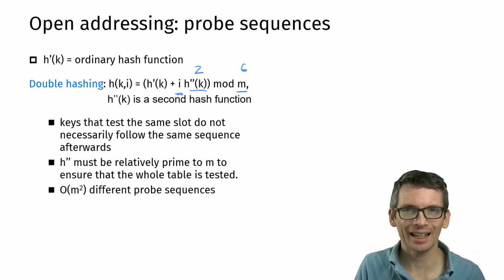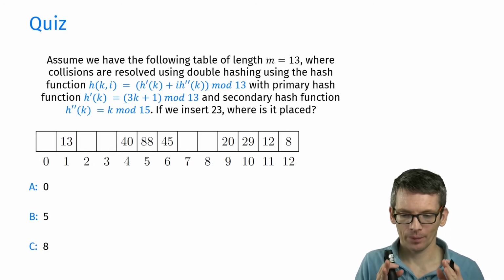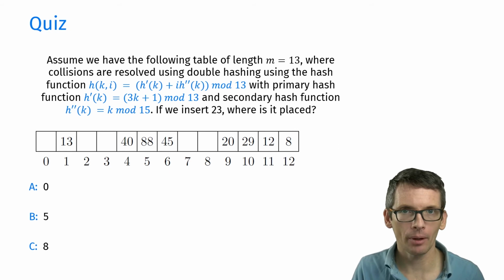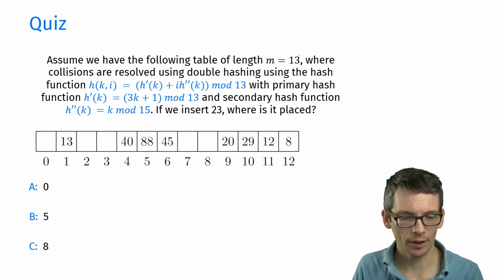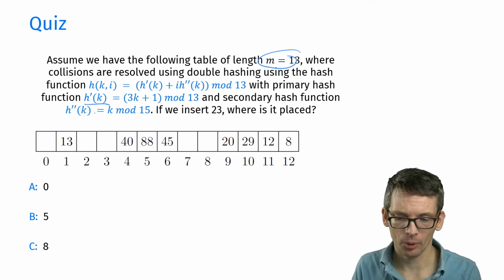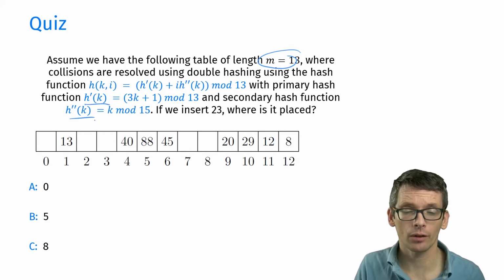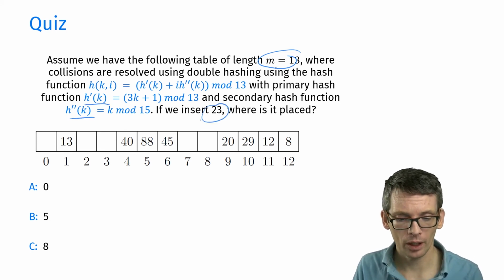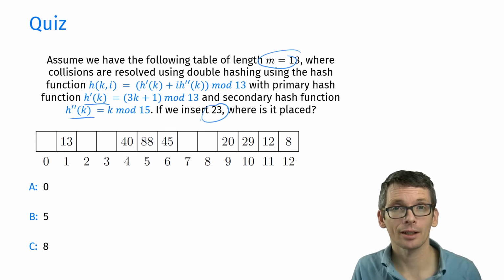Next, we want to analyze open addressing, but let's first have a quiz. And the quiz is about double hashing. So we have this table of size 13. There are already elements in that table. Here's our primary hash function, the secondary hash function. The question is, we insert 23, where does it end up?